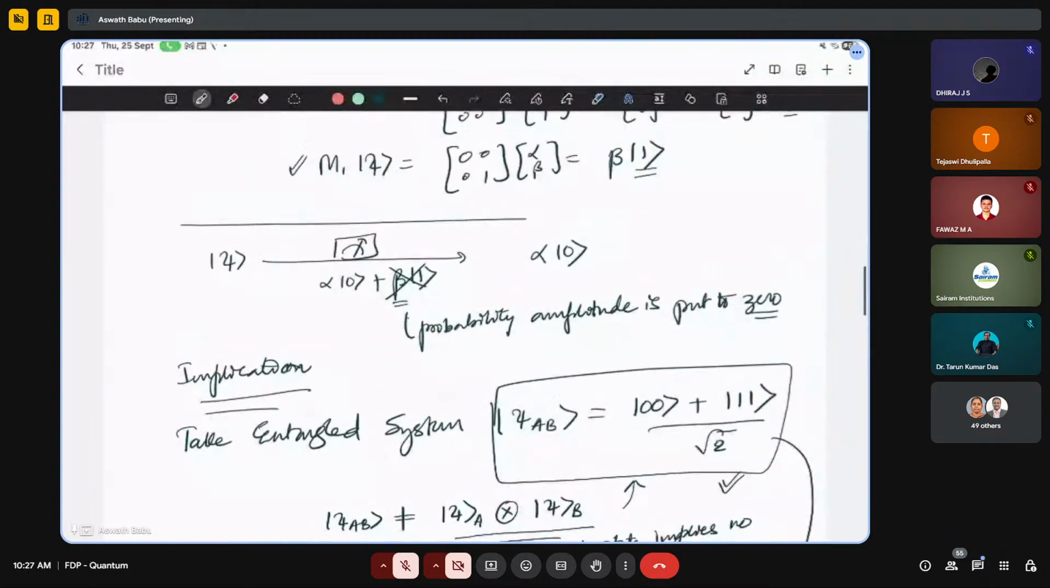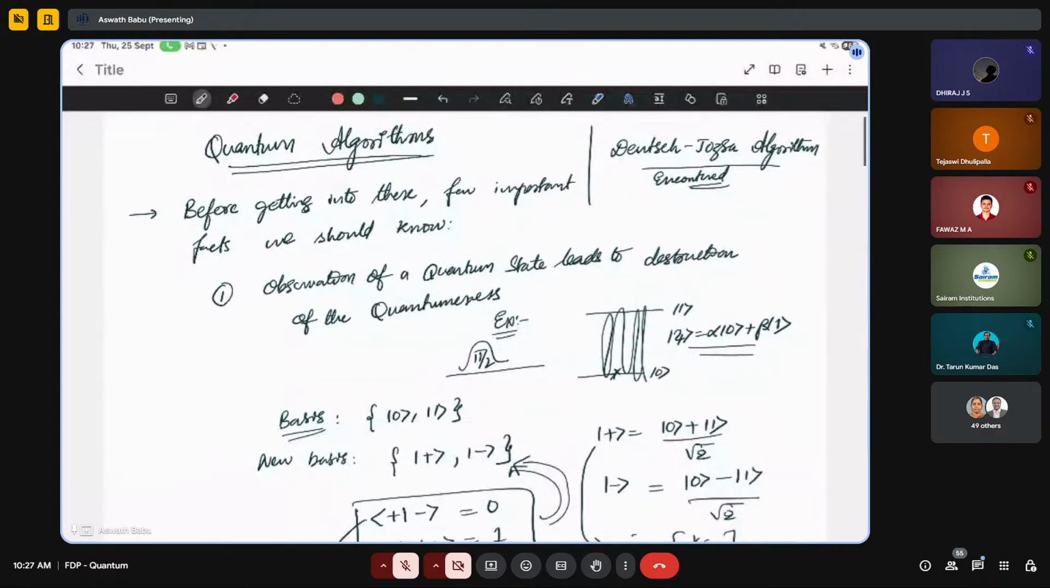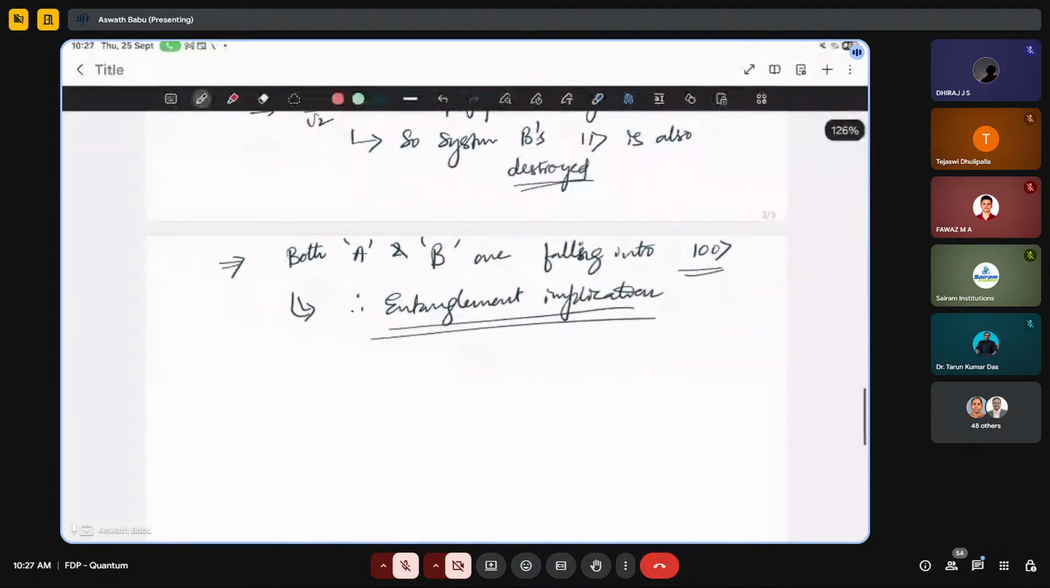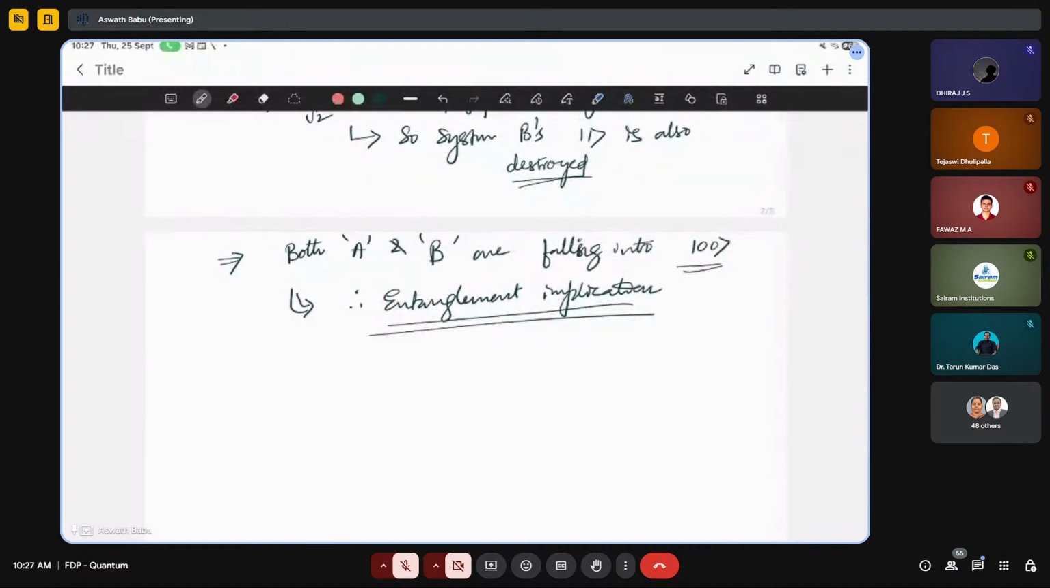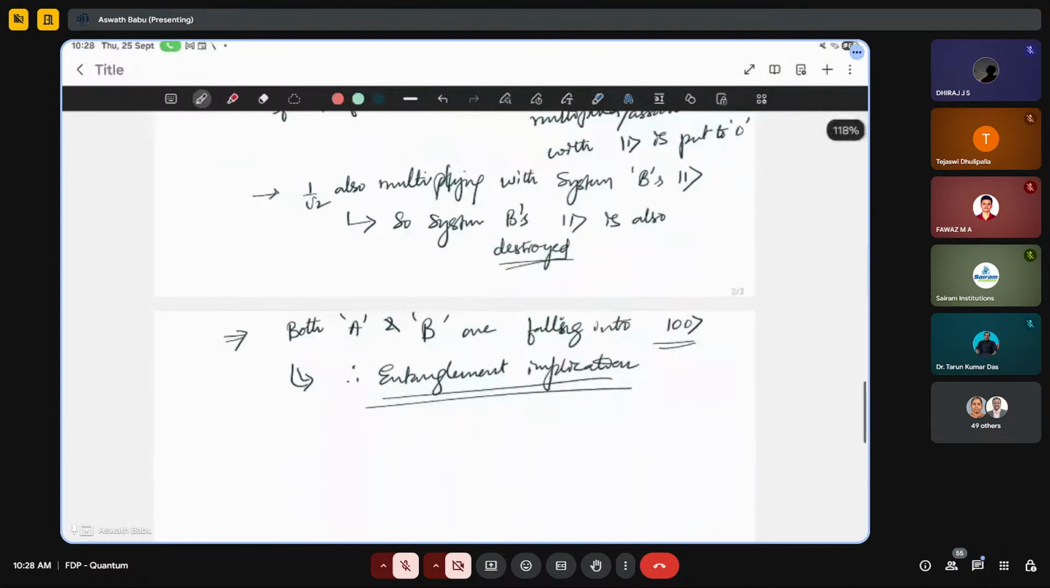So the number one fact we should know is that observation of a quantum system leads to destruction of the quantumness. One of the implications is entanglement, enforcing without any communication between two parties the change in the fate of the system. Even though systems A and B are physically separated, an observation on system A also changes system B. That is the amazing thing.